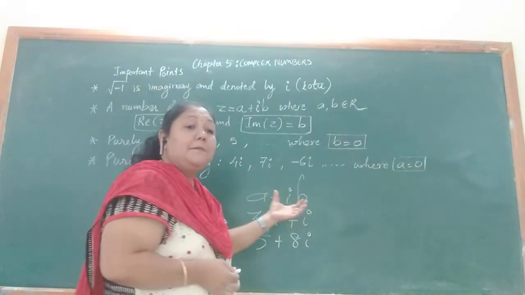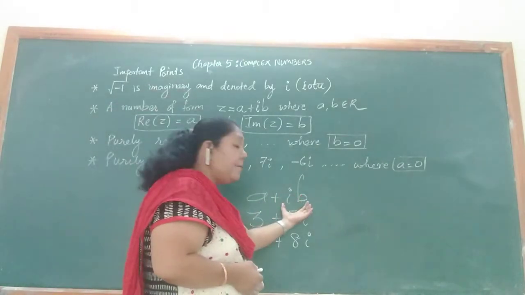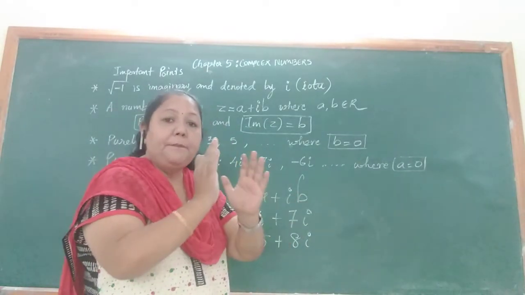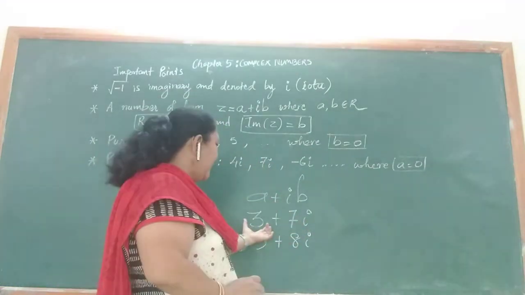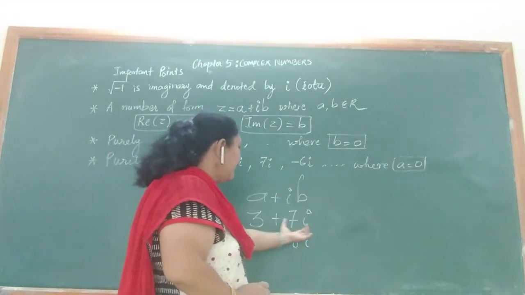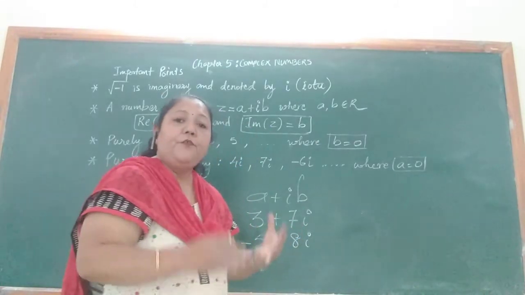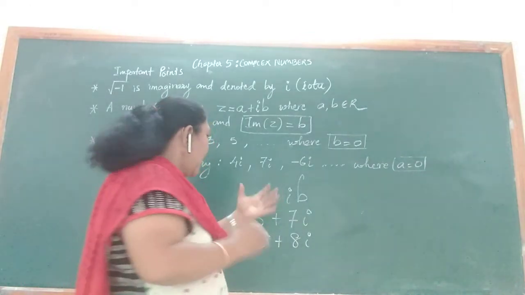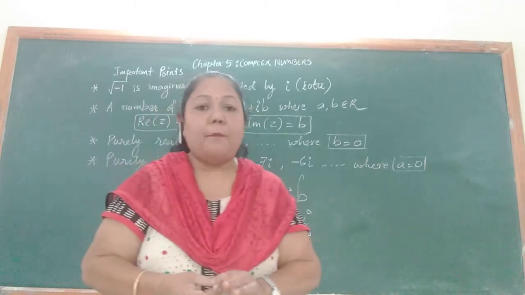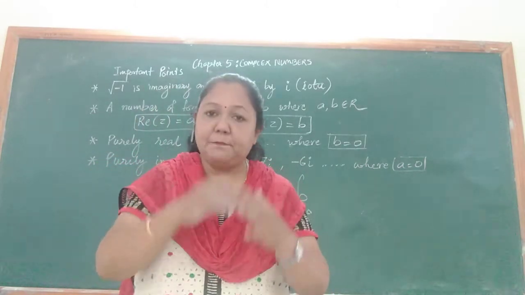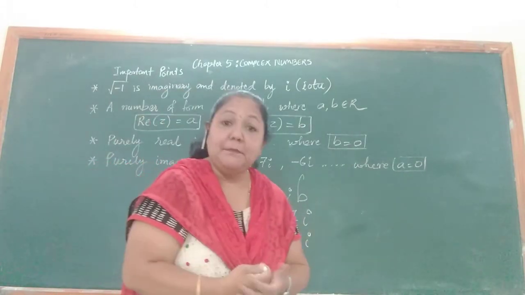So how is a complex number? It has a real part and it has an imaginary part. Purely real, purely imaginary, when we add or subtract both, I create a number of the form 3 plus 7i or minus 5 plus 8i, and therefore when I mix them together, I create something which is called a complex number. I mix both real and imaginary and I develop my complex number.